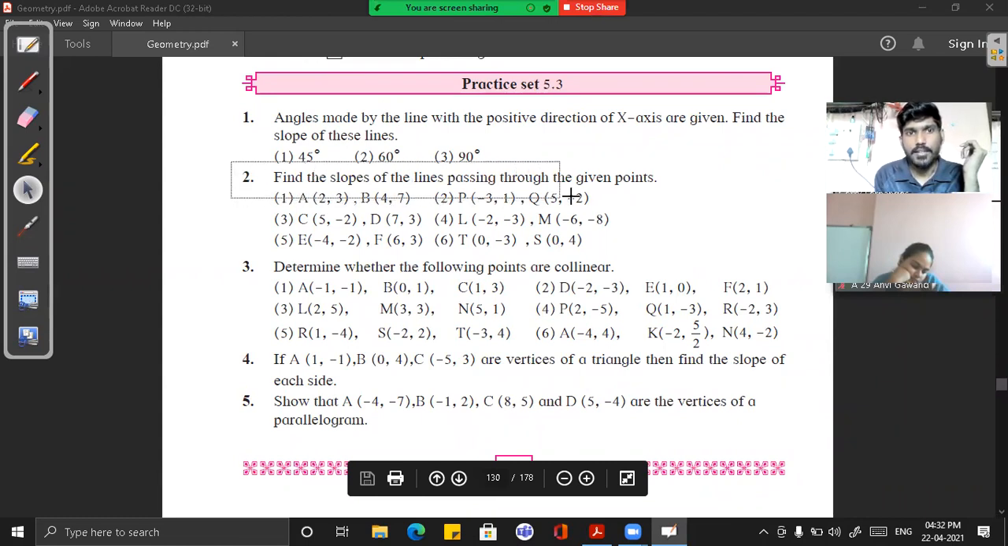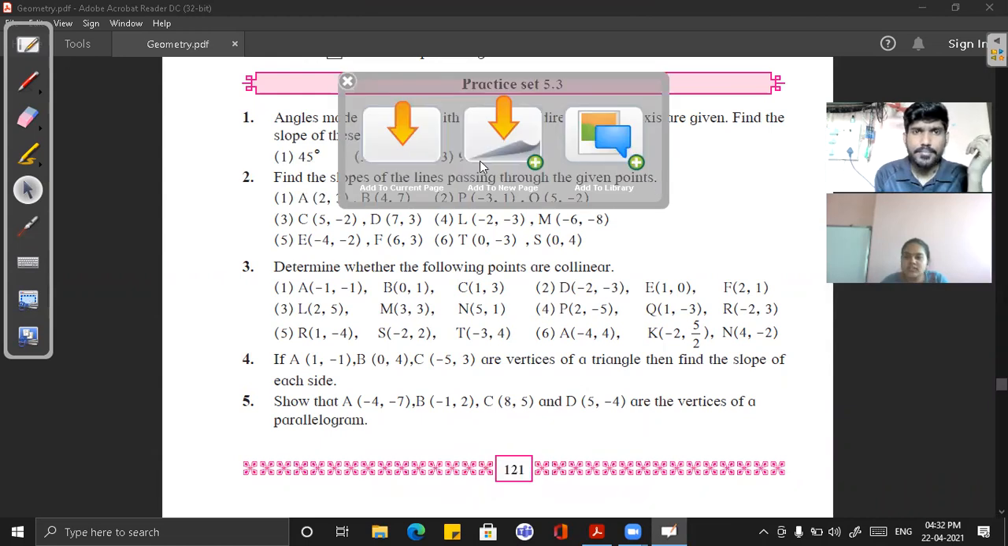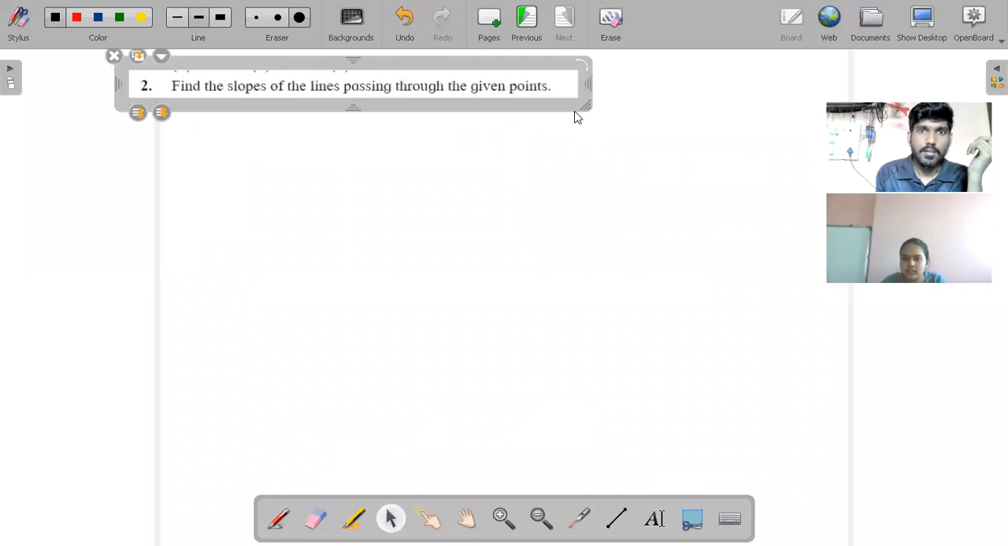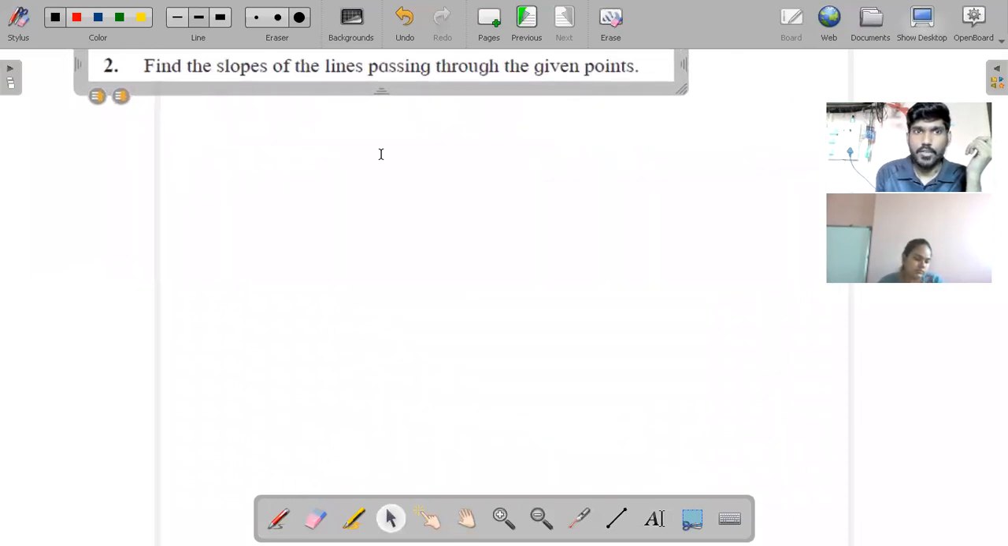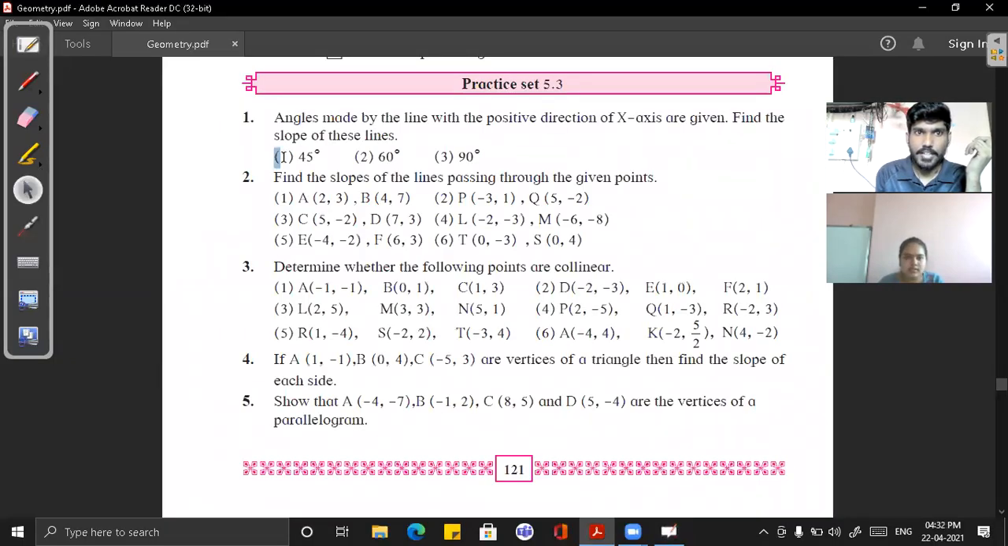We'll move on to the second part. Find the slope of the line. Just write it in the textbook itself. Yes. For the first one, this one.